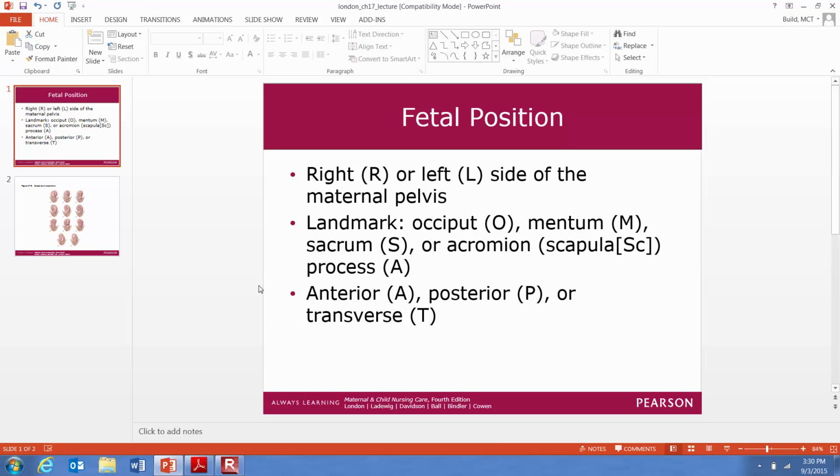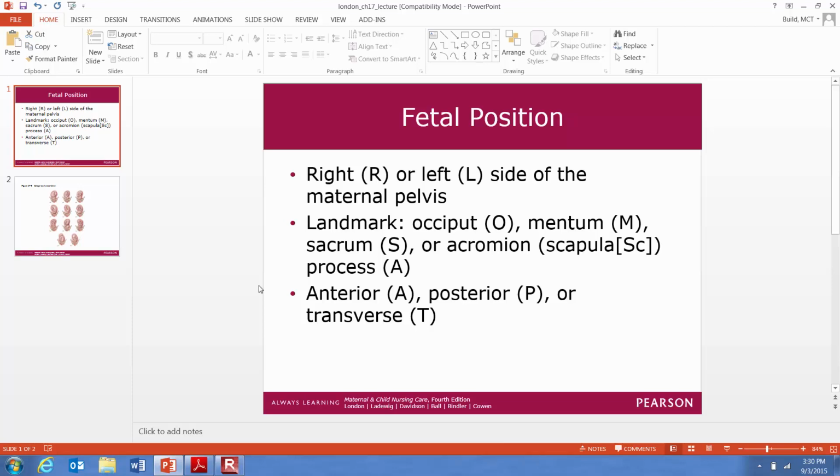Now, if we're feeling the occiput, but we're feeling it towards the back of the woman's body, then we would designate that as occiput O, posterior P. OP, hey doc, this woman is OP. And right off the bat, we're going to know, oh my goodness, so the labor may be longer, and then the pushing may be longer and harder. She's going to have to push harder with an OP presentation.